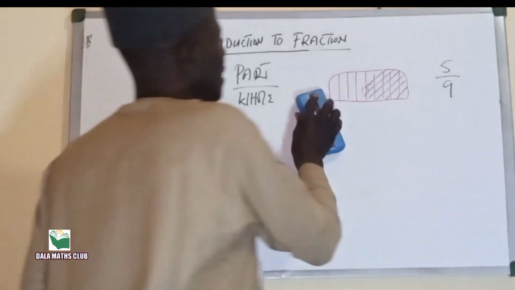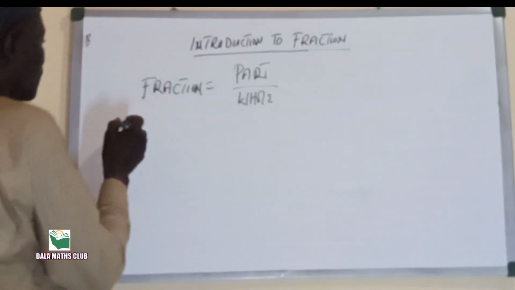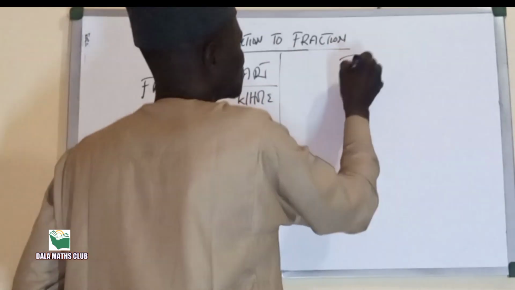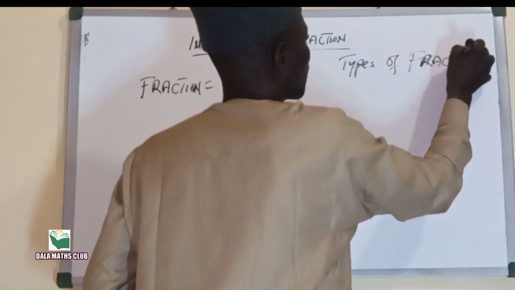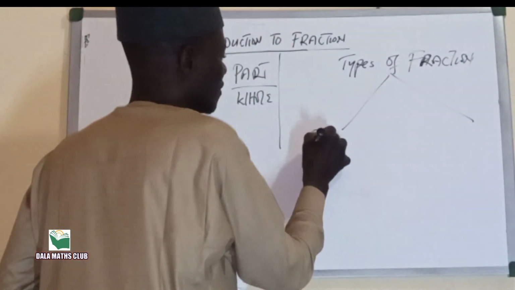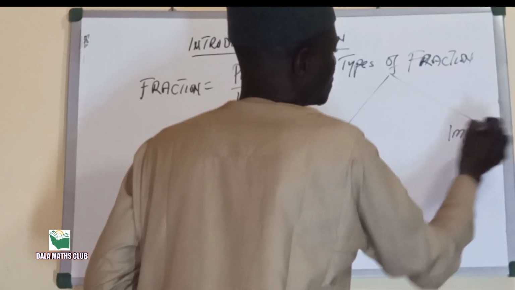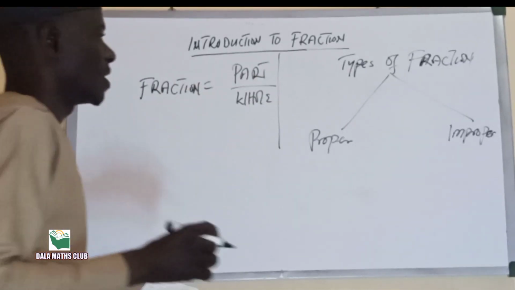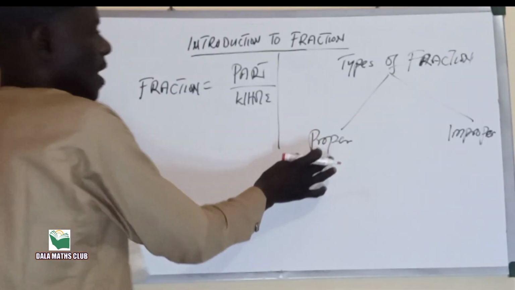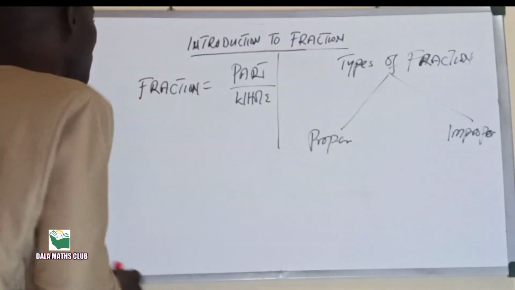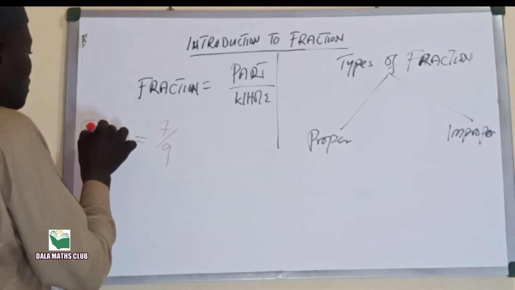So fractions are divided into 2. We have types of fraction: proper fraction and improper fraction. But before then, let us have another example of fraction before I define proper and improper fraction. Assuming that we have this 5 over 9 as a fraction of the bread.